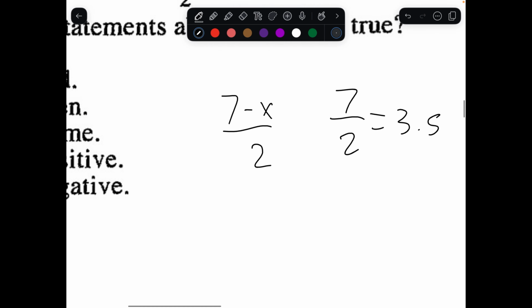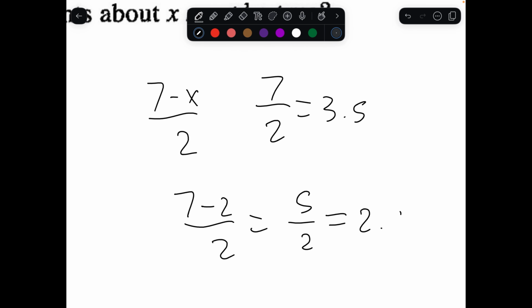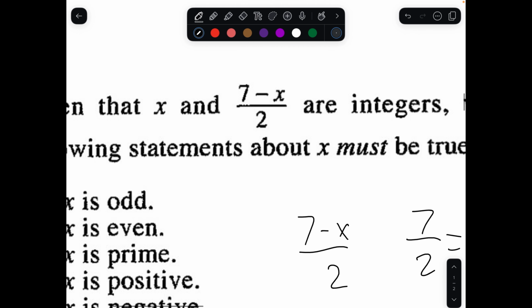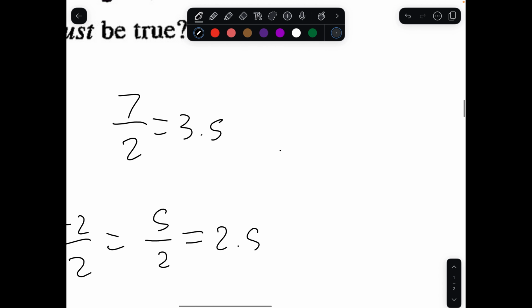If I plug in, let's say, 2, 7 minus 2 is 5. 5 over 2, that's 2.5. Again, same thing. This has a decimal, and we're looking for an integer. A decimal is not an integer, right? So it's not this either. The pattern to notice here is that whenever the numerator is odd, we're going to get a decimal, which means we want 7 minus x to be even, right? And how do we do that?